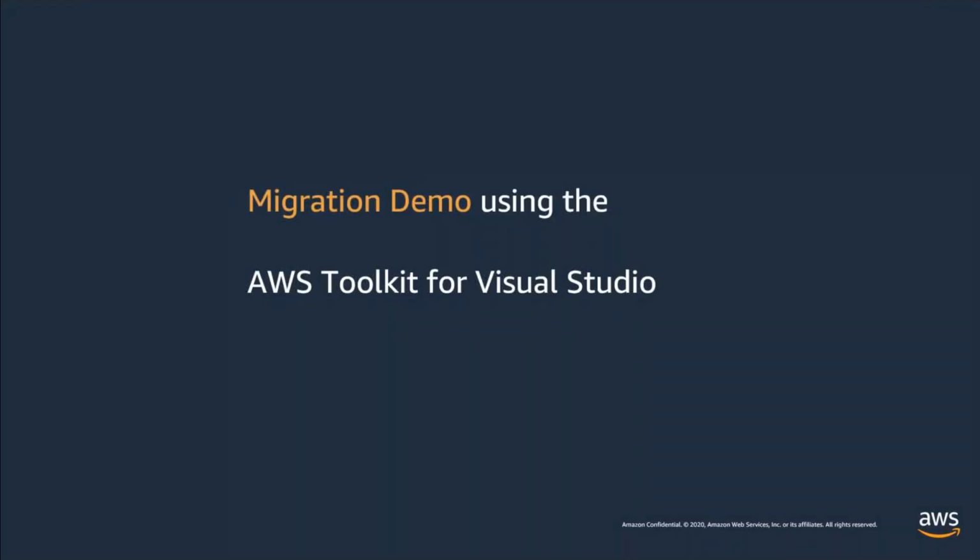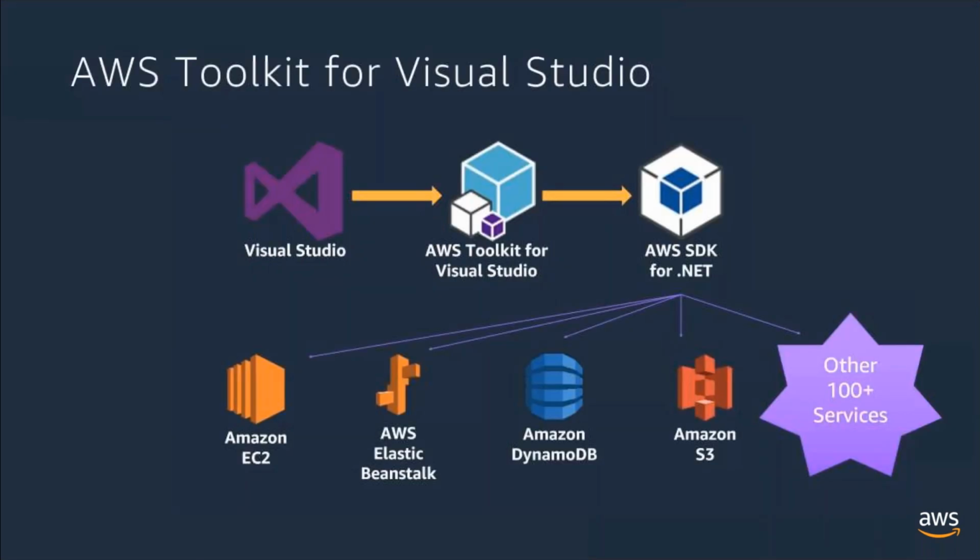As another example, let's see how we can deploy an application directly from Visual Studio into AWS Elastic Beanstalk. The AWS Toolkit for Visual Studio is the only requirement for using Visual Studio to deploy directly into AWS. The Toolkit is an extension for Microsoft Visual Studio that makes it easier for developers to develop, debug, and deploy .NET applications using Amazon Web Services.